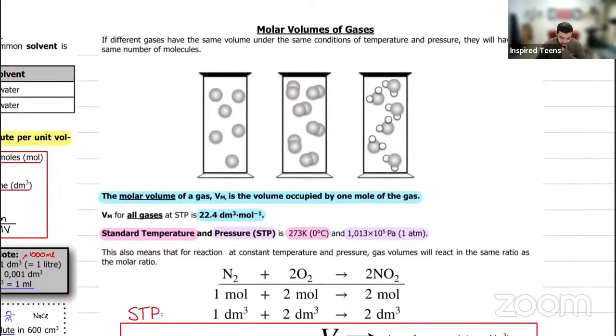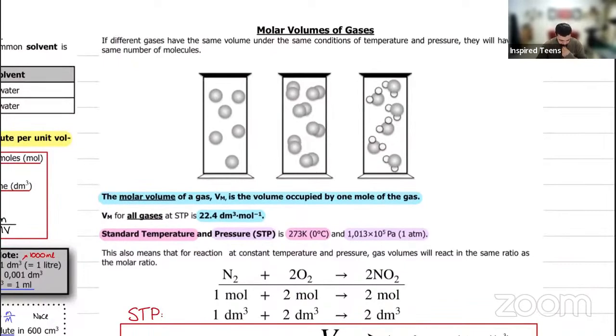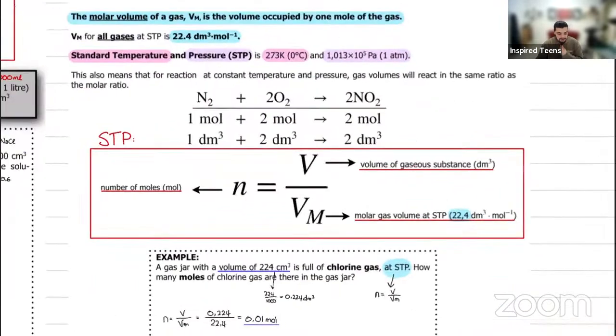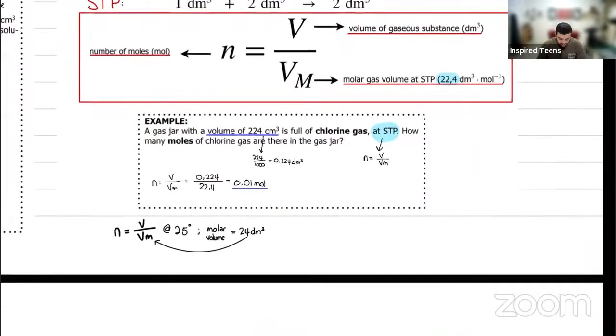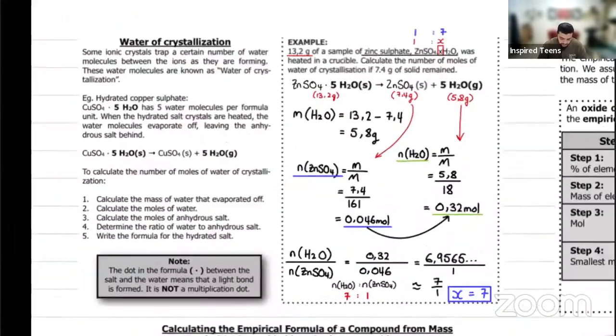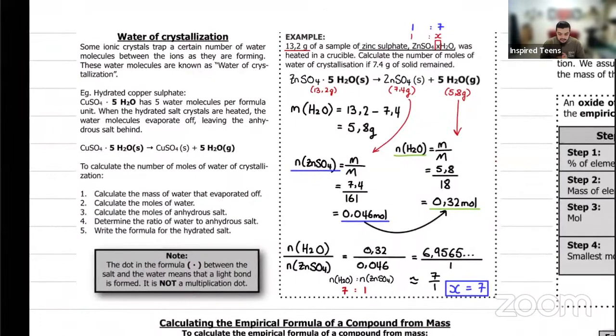And the molar volume of gas, and the standard term STP. We discussed what is STP, standard temperature and pressure, and we just did an example with STP. And the latest thing that we did was water of crystallization. We discussed how to do this example.